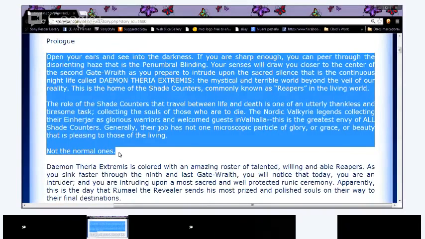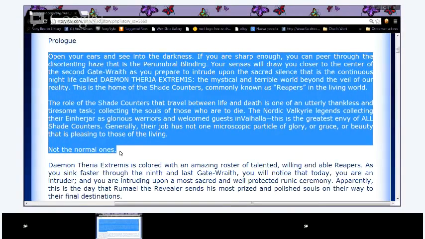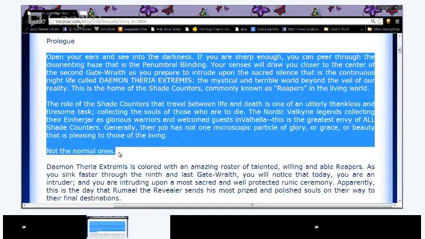Open your ears and see into the darkness. If you are sharp enough, you can peer through the disorienting haze. That is the penumbral. Penumbral blinding. Your senses will draw you closer to the center of the second gate as you prepare to intrude upon the sacred silence that is the continuous night, the realm of Thera Extremis, the mystical and terrible world beyond the veil of our reality.